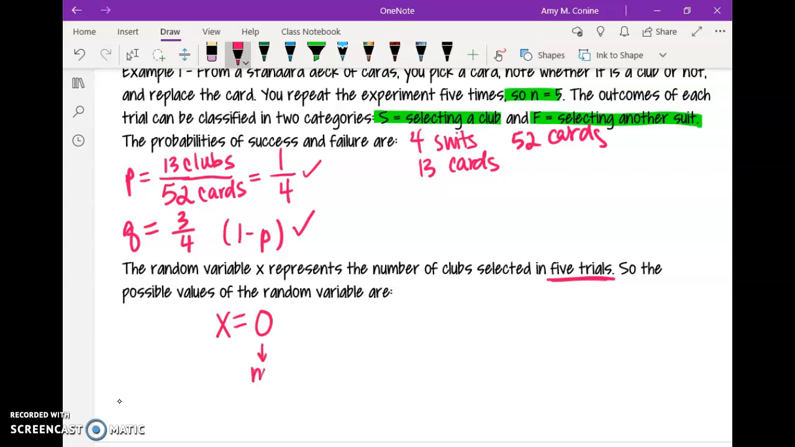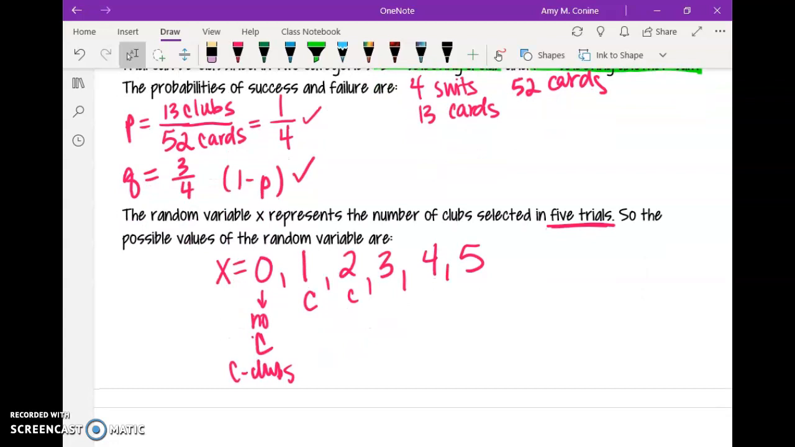So no, I'm just going to put C for clubs. Okay. You could get 1 out of everything. You could get 1 club. You could get 2, 3, 4, and you could pick all 5 clubs through your trials.